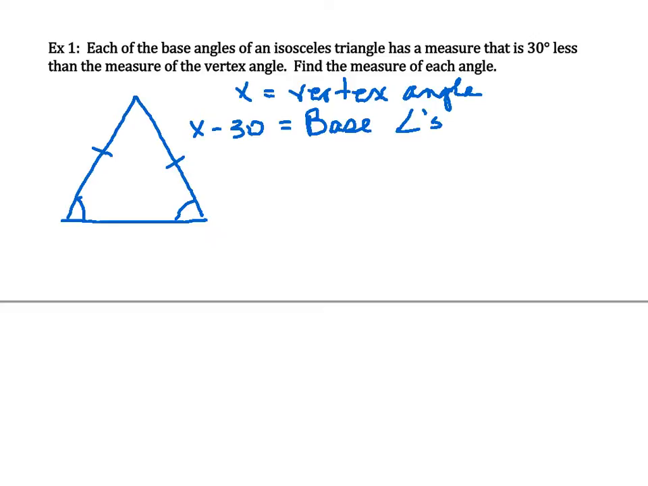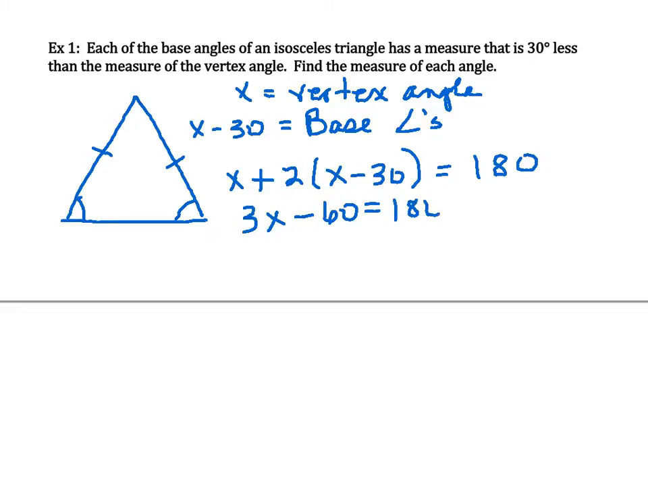Now what we know about triangles is that all of the angles add up to be 180 degrees. So I have one vertex angle, and I can either write out x minus 30 2 times, or I can simply write it as 2 times the base angles. Either way, we're going to get the same answer. So once we do a little algebra, you're going to distribute your 2, you get 2x minus 60, and combine like terms, you'll end up with 3x minus 60 equals 180, and 3x is equal to 240. X is equal to 80 degrees.